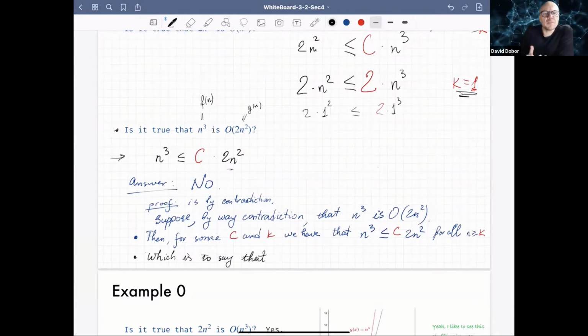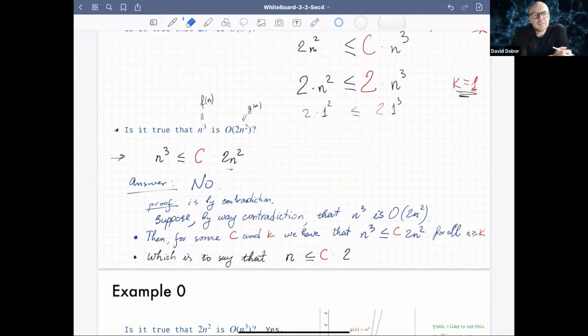Can I divide both sides by n squared? I mean, n squared is a strictly positive number. So if I divide both sides of the inequality by n squared, the inequality doesn't flip. So this is the same as n being less than or equal to c times 2, let's put it that way. What did I just write? C times 2, right? I divided both sides by n squared.